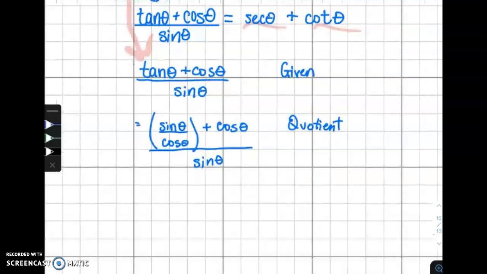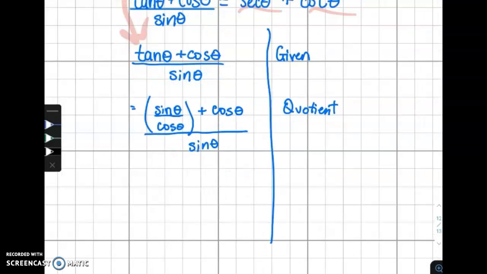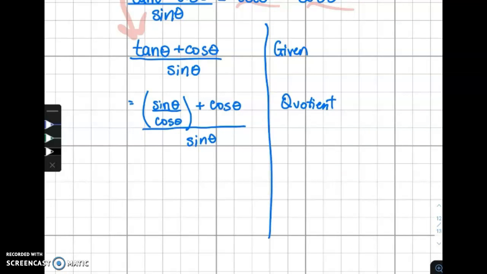So this is like that two-column proof in geometry. Now I see that I'm adding fractions on top. So maybe I could get a common denominator there. I'm just thinking. Let's see. Is that going to help me? I don't know if that will help me very much. Let's go ahead and try it.